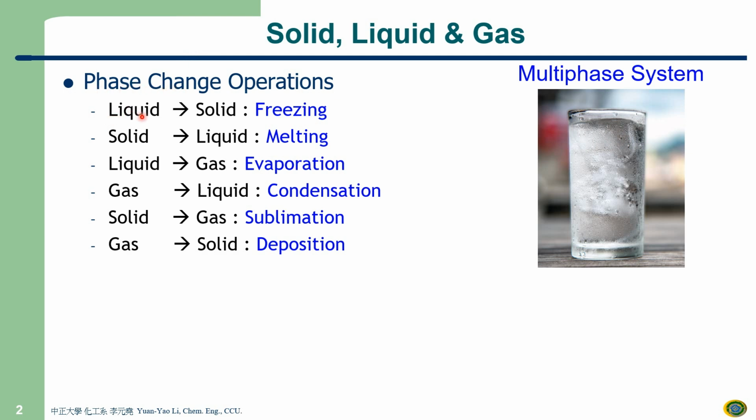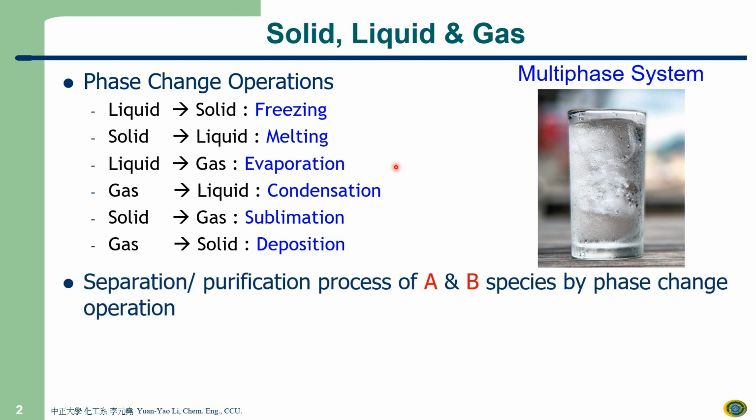You can change from liquid to solid, solid to liquid. You can do it in the laboratory, but you can also do it in industry, right? So you are chemical engineering students. We want to do it on a large scale. So you want to think about how to design a process to make this happen, to make liquid become solid, to make solid become liquid. So this is a separation and purification process of species A and B by phase change operation.